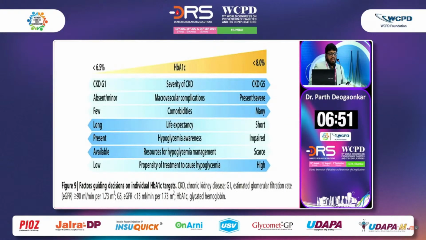So these are the individualized HbA1c targets. If we expect a higher life expectancy, the glycemic control should be more aggressive. We should target an HbA1c of less than 6.5. Patients who have macrovascular complications, if diabetes is advanced, or the patient is older, we go a little less aggressive. The HbA1c target should be less than 8. So as you can see, the HbA1c target varies.